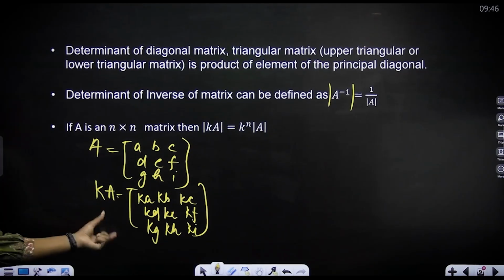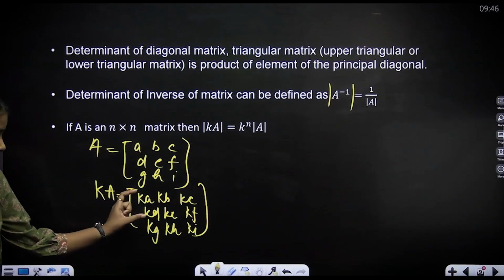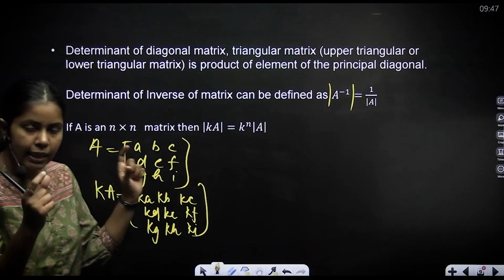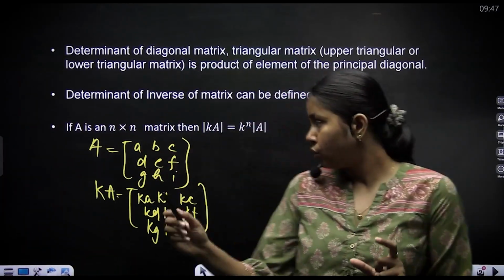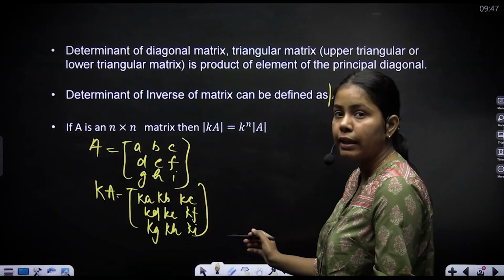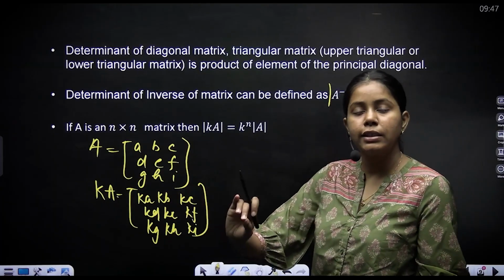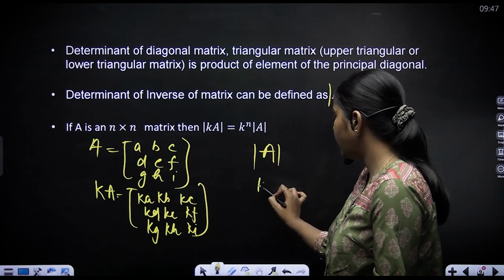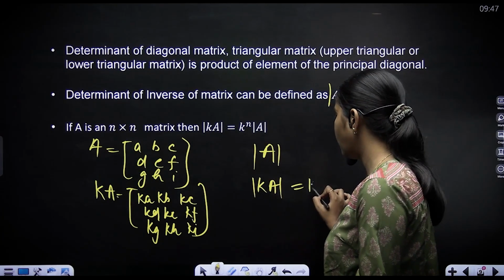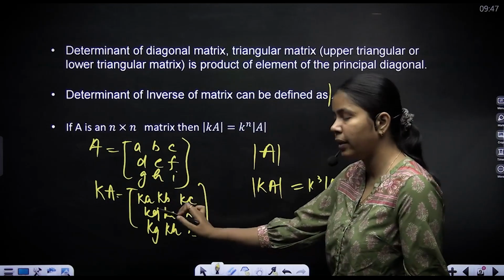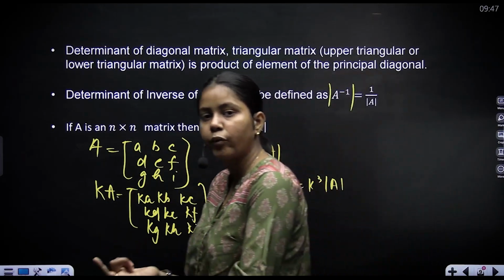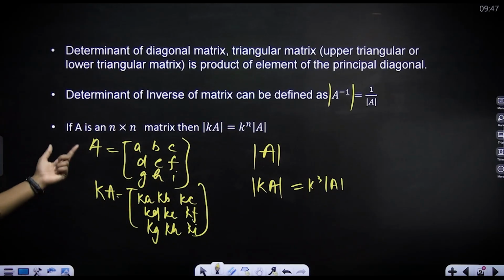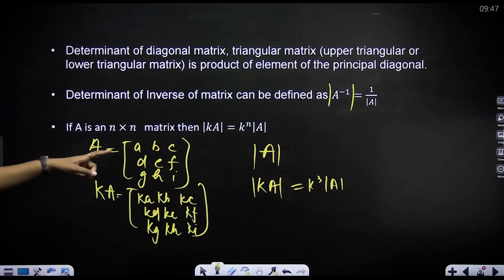Now, you have multiplied the scalar K with the first row, the second row, and the third row. That means K gets multiplied 3 times, and we have seen that if we multiply any row with a scalar, then the determinant gets multiplied. So let's say determinant of A is A, then determinant of KA would become K cube times determinant of A, because K gets multiplied in 3 rows. It is a similar property to the previous one, but here we have multiplied the whole matrix instead of a single row, so the number of rows gets cubed here to find the determinant of KA.